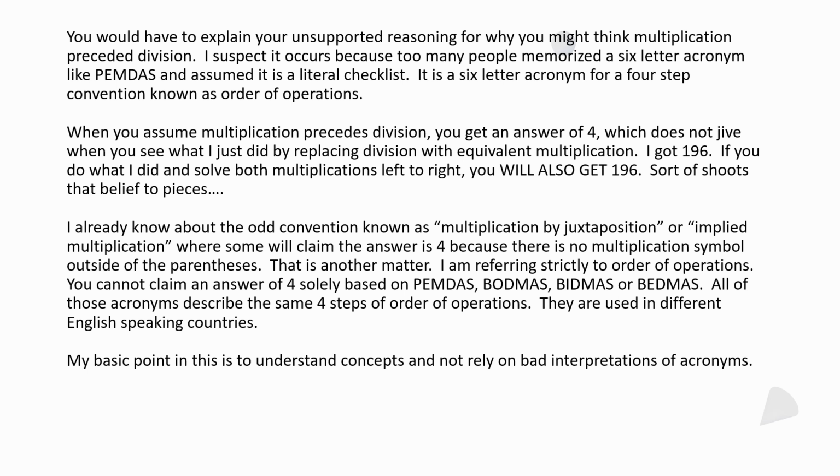My basic point in the whole video is just to try to understand the concepts and the reasoning behind order of operations, and just don't rely on a bad interpretation of an acronym. Don't memorize 6 letters and then swear that BODMAS says that division's before multiplication, or say PEMDAS tells you multiplication's before division. Don't rely on that kind of bad learning. That's just rote memorization with no understanding of the concept. So I'm hoping this has been helpful for somebody.